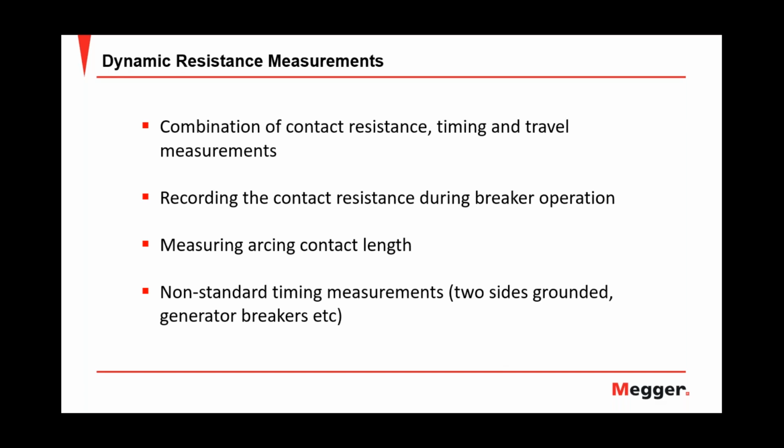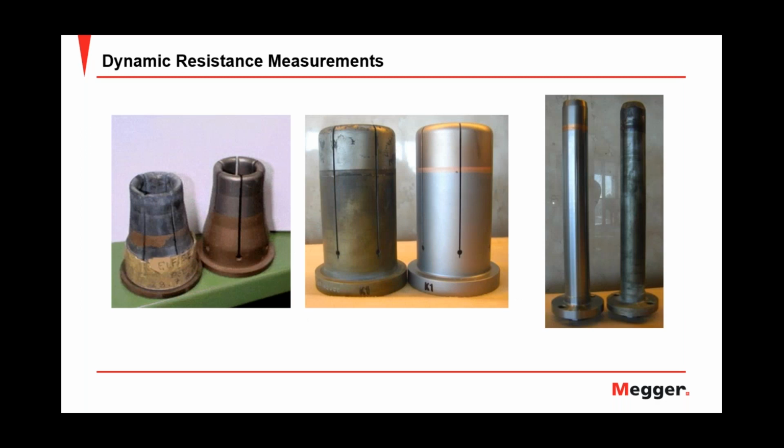Why would we want to perform this dynamic resistance measurement? To identify the level of wear of the arcing contacts. As I said, the main contacts are measured. The quality of the main contact is measured with a standard static resistance measurement, but performing a dynamic resistance measurement will allow us to identify the level of wear of the arcing contacts without opening the circuit breaker, which is a huge time saver and more or less reducing the cost of the maintenance.